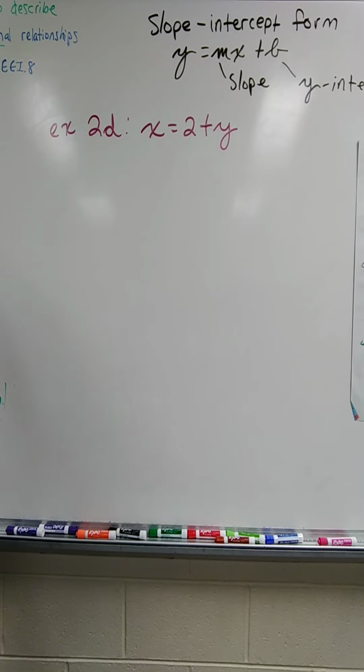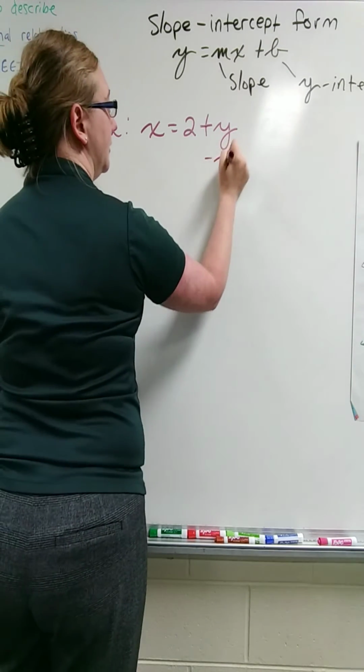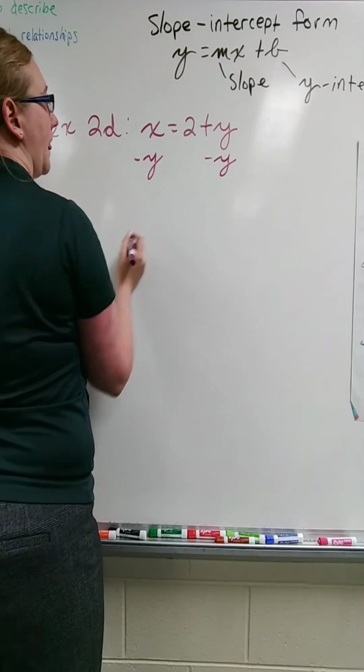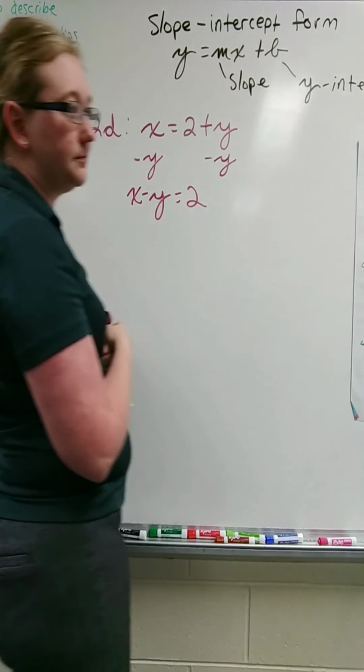How can we mathematically move the y? Subtract the y. So then we end up with x minus y equals 2. Okay?